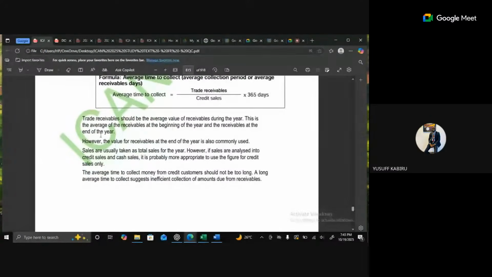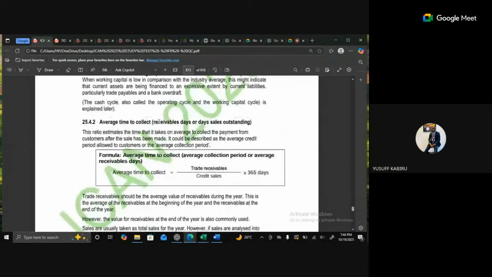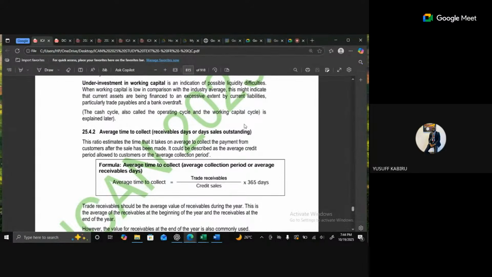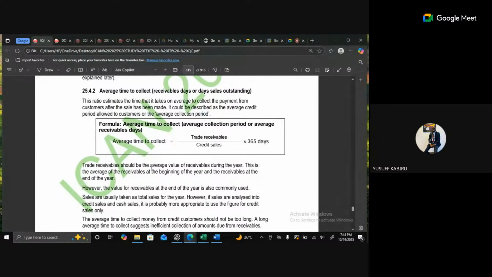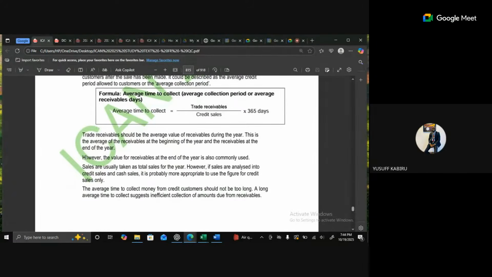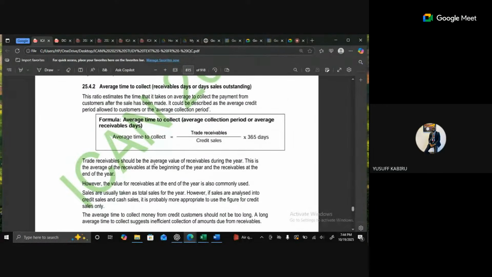Let's say trade receivable should be the average value of receivables during the year. This is in a situation where you are given opening and closing balances, in which case you can use the average receivable. That means where you have trade receivable at the top here, what you use is the average. But under normal questions, the ones I've seen, you are given just one trade receivable figure that you can use. They actually mentioned that, however, the value for receivables at the end is commonly used. So that is them giving you the liberty to use either the average or the closing at the end of the year.